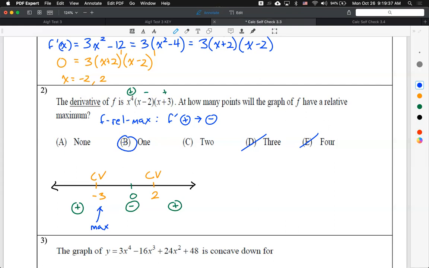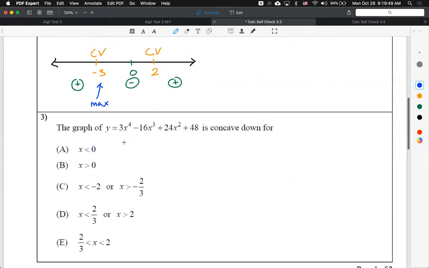First to 5 on number 2. 3, 3, 3.5, 2.5. Questions, anyone? Okay, moving on to number 3.